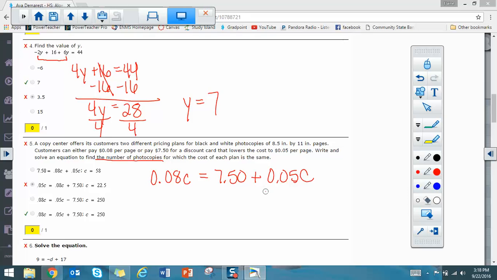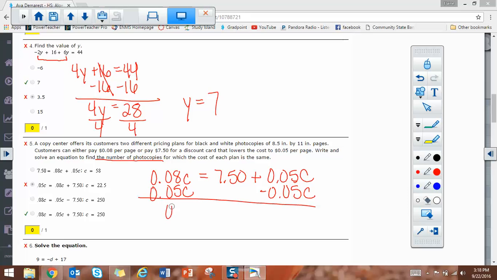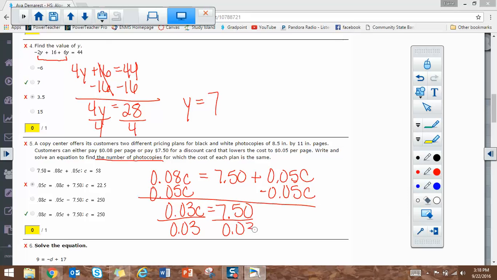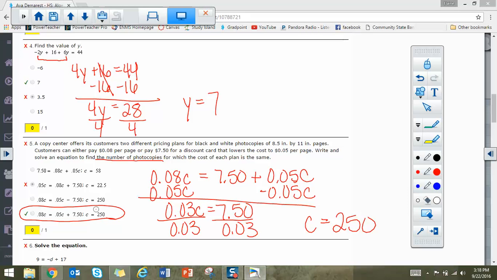So we're going to subtract the 5 cents to the other side. And that gives us 0.03 C equals $7.50. Divide both sides by 3 cents. And in a calculator, I'm doing 7.5 divided by 0.03, and it's 250. So at 250 copies, both plans would cost you the same amount of money. So that's this option down here at the bottom.